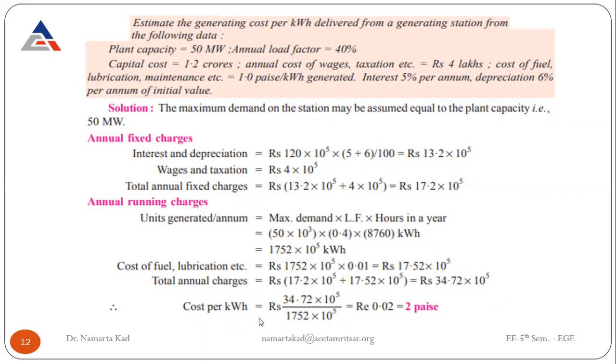Now the generation cost is the annual plant cost divided by energy. The plant cost is 34.72 into 10 raised to power 5 divided by the energy, 1752 into 10 raised to power 5. So dividing this, you get 0.02 rupees, or 2 paise. So these types of numericals are there from these formulas related to annual fixed cost, annual operating cost, annual plant cost, and generation cost.